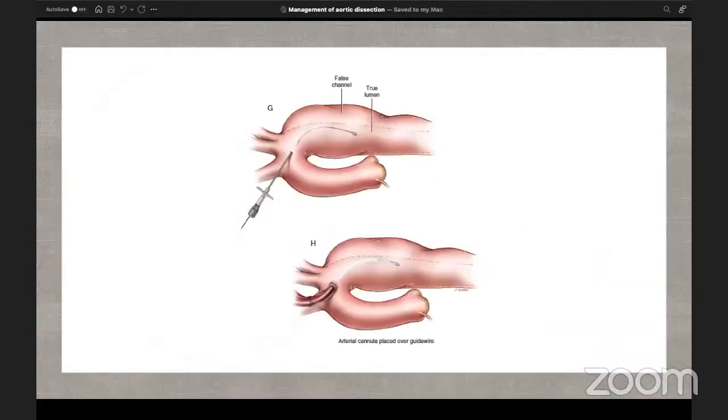This is showing the other technique, a Seldinger technique with the aid of the TEE. You insert the needle and the wire through the true lumen, and then you introduce the catheter over the wire to achieve the flow through the true lumen.